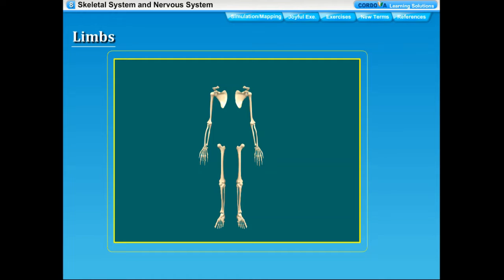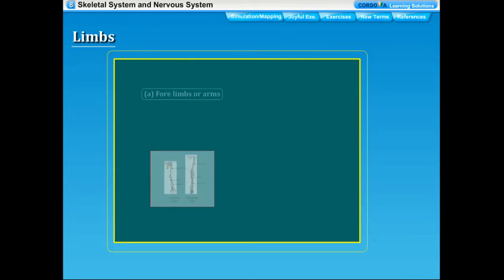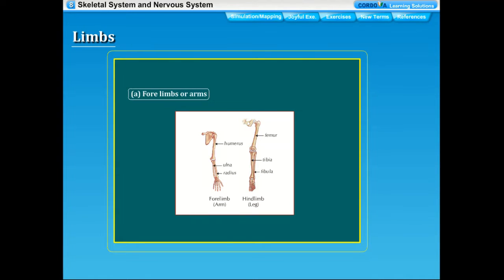Limbs. Our skeleton has two pairs of limbs, forelimbs or arms and hind limbs or legs. The bones of forelimb are attached to the shoulder girdle or pectoral girdle. The upper arm has one long bone called the humerus, while the lower arm has two small bones called radius and ulna. The wrist and fingers have several small bones.